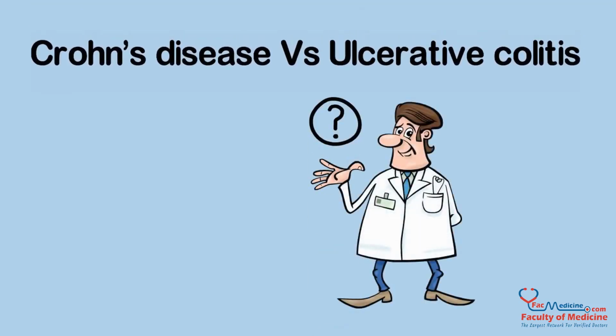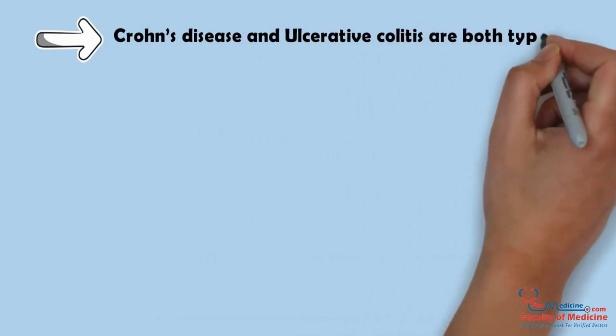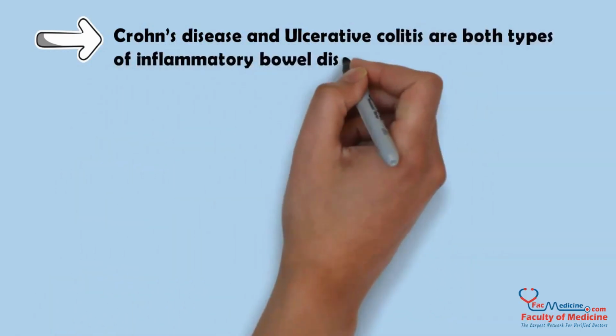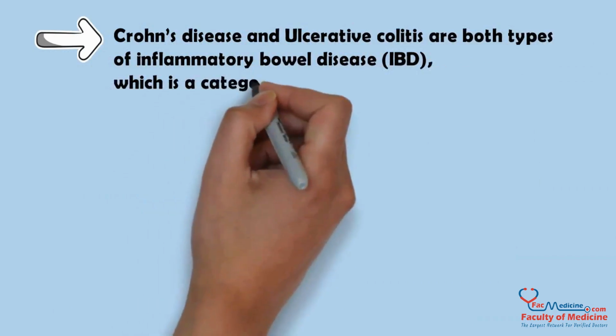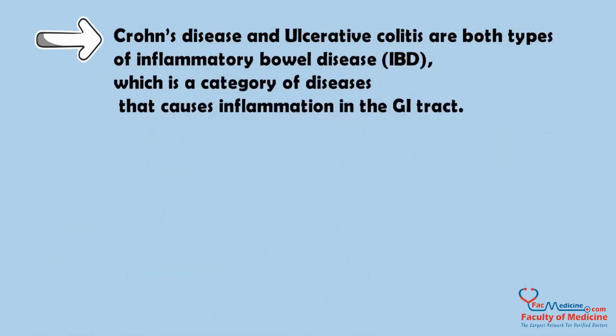Crohn's disease versus ulcerative colitis. Crohn's disease and ulcerative colitis are both types of inflammatory bowel disease, IBD, which is a category of diseases that causes inflammation in the GI tract.